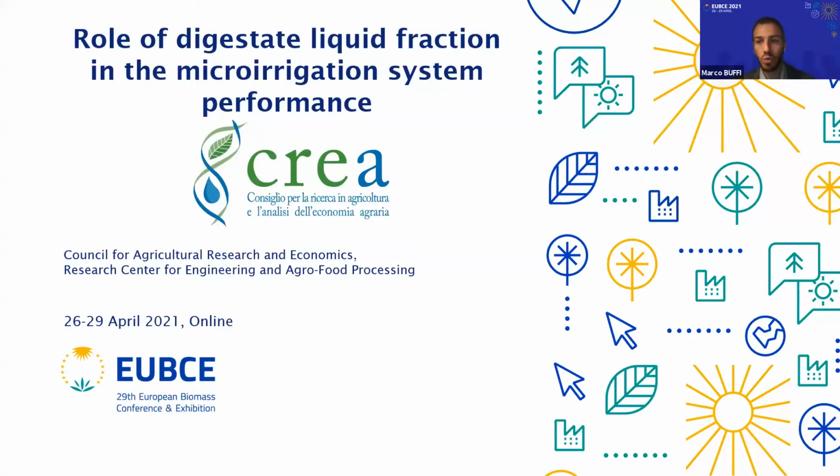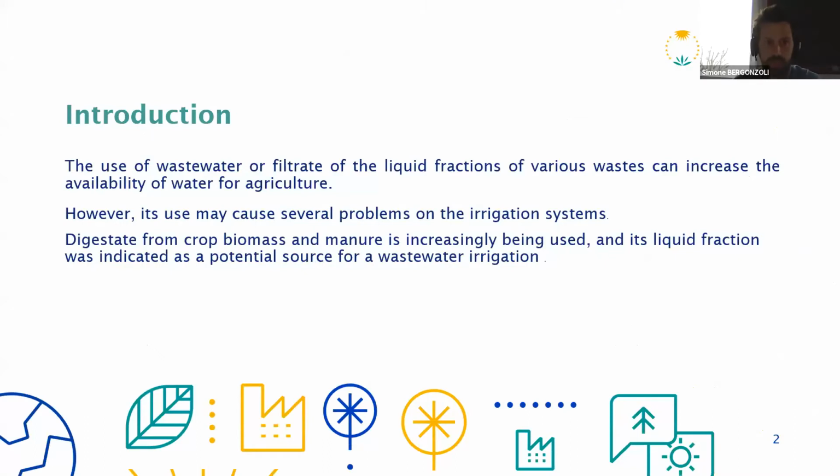So inside this session, I will talk about the use of digestate liquid fraction in microirrigation systems. As you know, water for agriculture is starting to be not so available as in the last few years, also in the north of Italy, where these kinds of problems did not exist before. At the same time, we have a lot of wastewater available that is coming from biogas power plants. Even in this situation, the use of this resource is still not studied, and the use is not well developed.